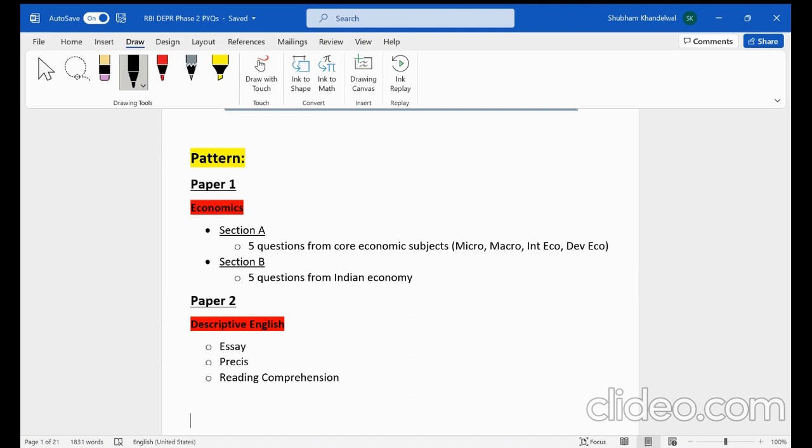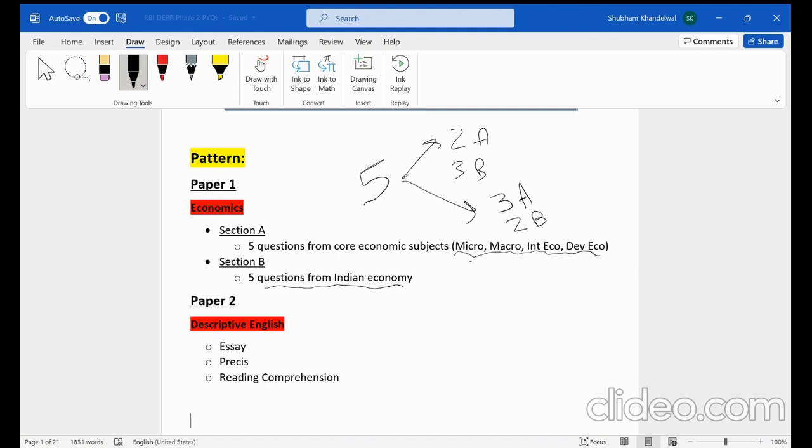The economics paper is divided into two sections, section A and section B. In section A, you have 5 questions from 4 economic subjects, from micro, macro, international, development economics, and so on. In section B, 5 questions will be from Indian economy. In total, you have to attempt 5 questions combined from section A and section B, picking at least 2 questions from each section. So either you can do 2 questions from section A and 3 from section B, or 3 questions from section A and 2 from section B. This is the pattern of paper one, that is economics.